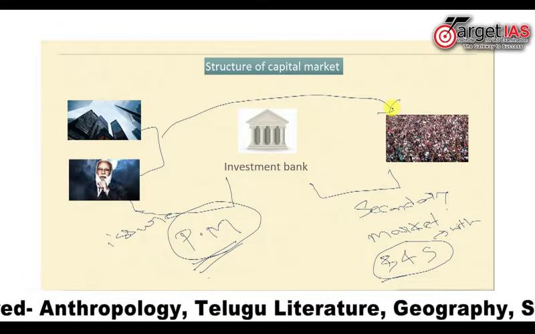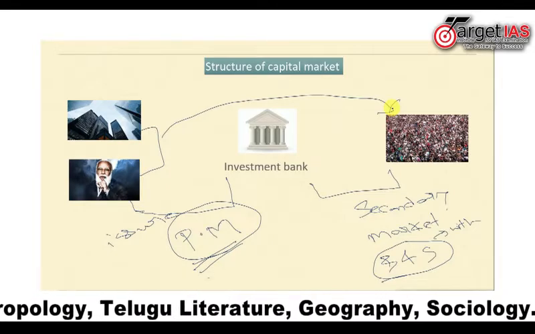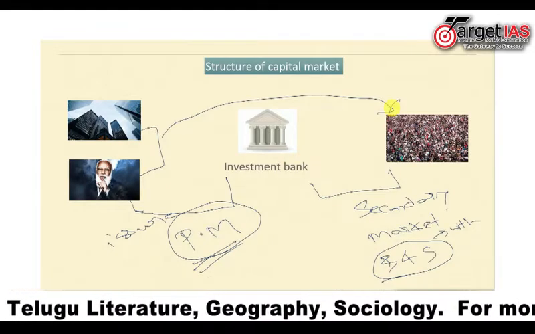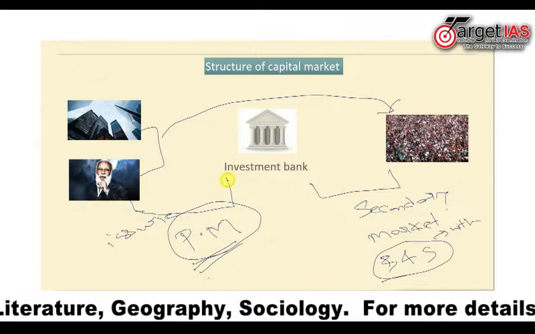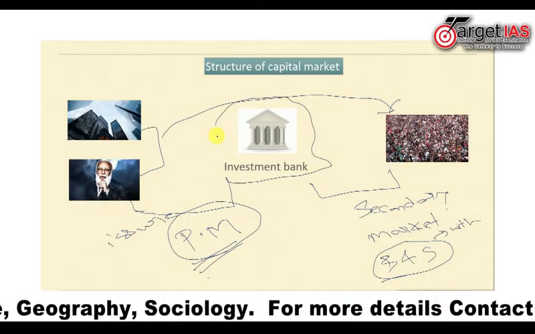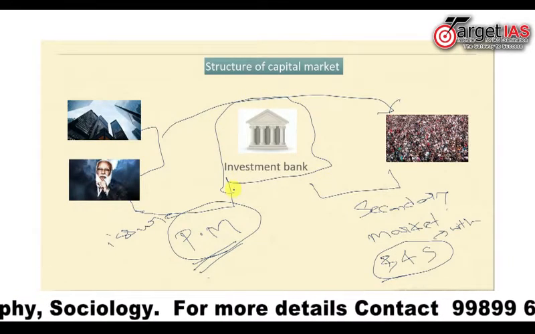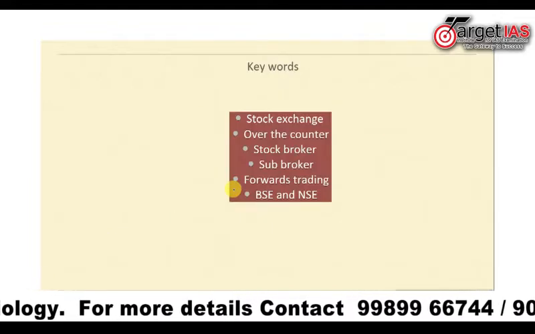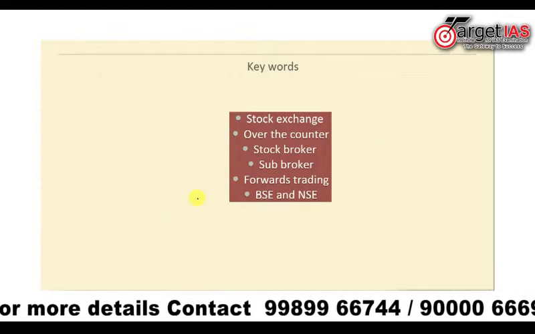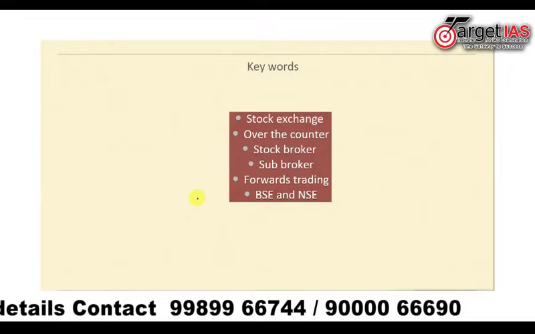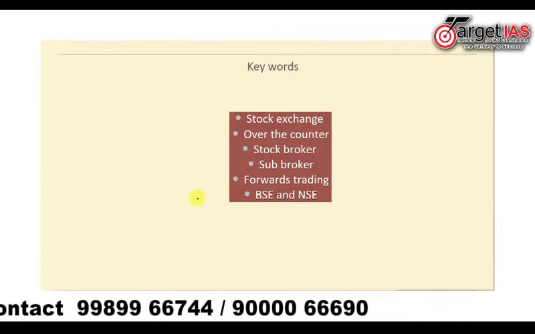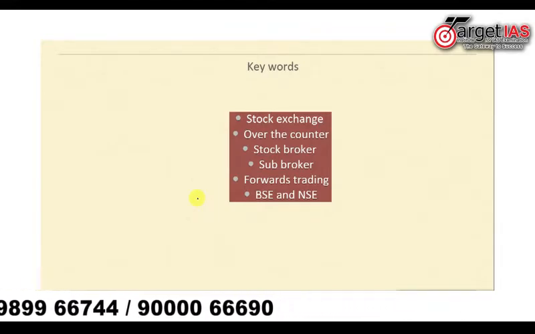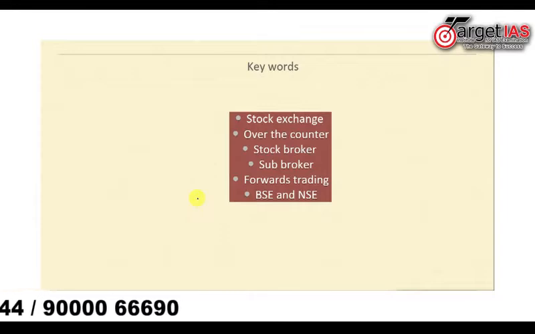Calculated risk is very much important in the capital market. That is why these institutions are brought in between the process. So this is the structure of the capital market. By understanding the need, the government role, and the speculation factor in the capital market, we are going to discuss some keywords which are important for prelims.